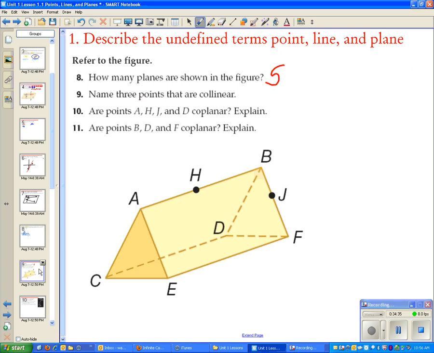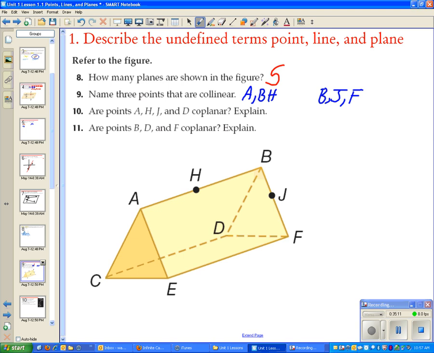Name 3 points that are collinear. What are 3 points that are collinear? And now don't make the line symbol. Collinear, I mean, I know they're on a line, but we're not listing the line, we're listing the collinear points. A, B, and H. Does it matter what order I write those points down? Not at all. Is there another answer? Yeah, B, J, and F. And again, you can put them in whatever order you want.